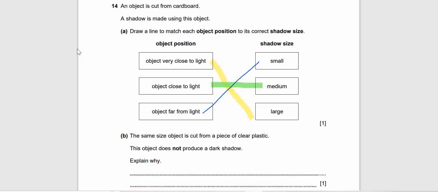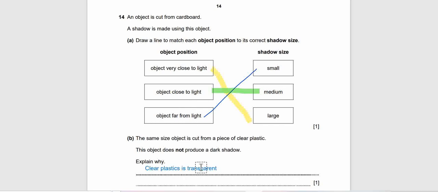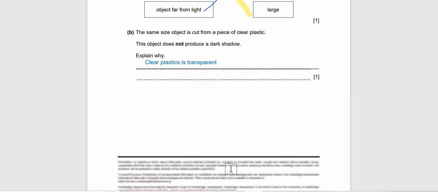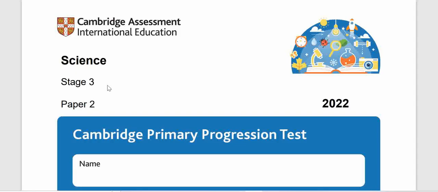Next. All right, now we are in question 14b. The same size object is cut from a piece of clear plastic. The object does not produce a dark shadow. Explain why. 10 seconds from now. Let's check the answer, guys. So clear plastic is transparent, so that's why it doesn't produce a shadow. To create a shadow, the light has to be blocked by something that is opaque. So that's the end of the question. So we are done with our discussion today.